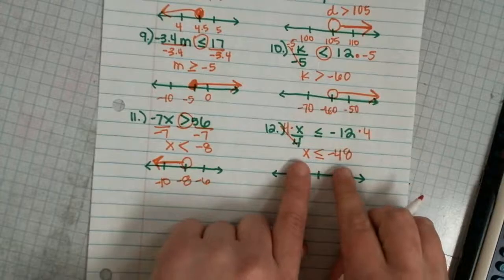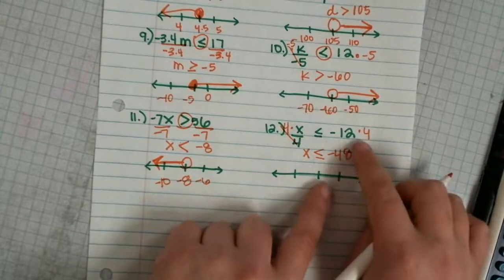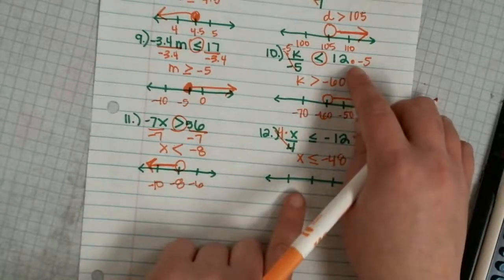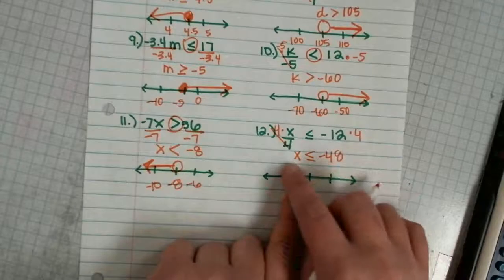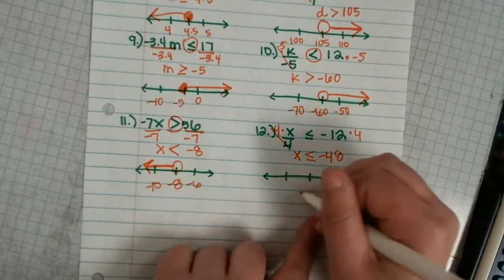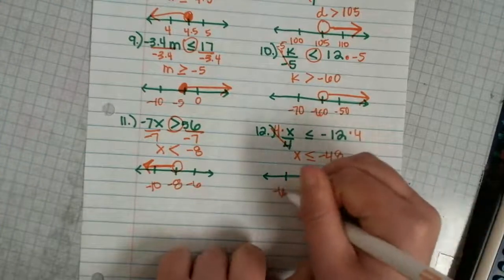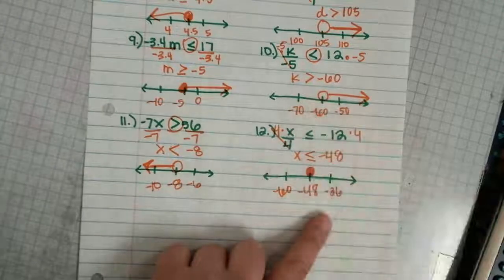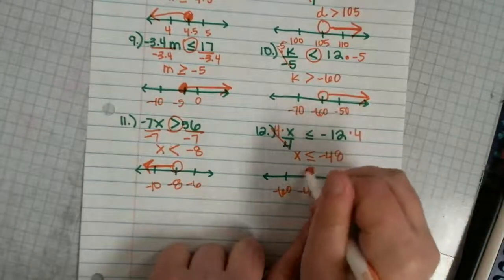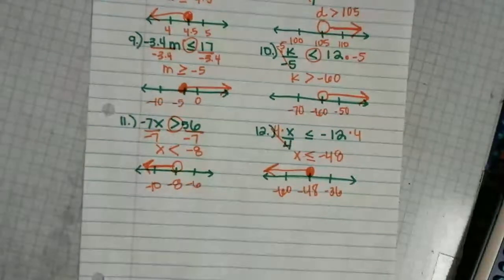And the reason that this one doesn't change is because that is a negative and it's getting more negative. And if I were to be multiplying by a negative, it would flip the sign, but it's not happening here. So x is less than or equal to negative 48. I just counted by 12s. It's or equal to, so closed circle, and then it's pointing to the left, so I'm going to go to the left. All right, you have IXL homework.